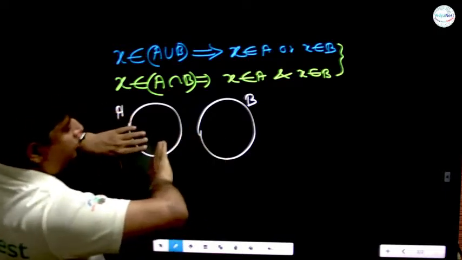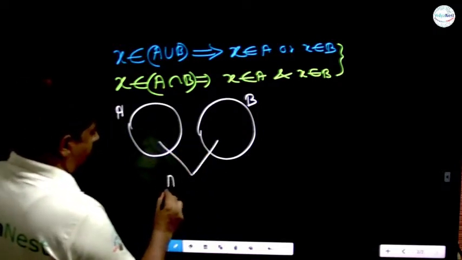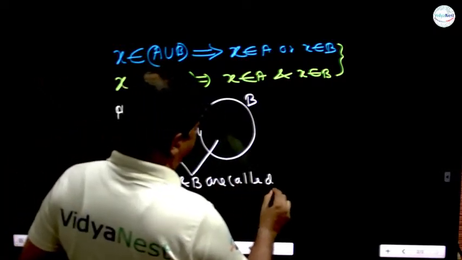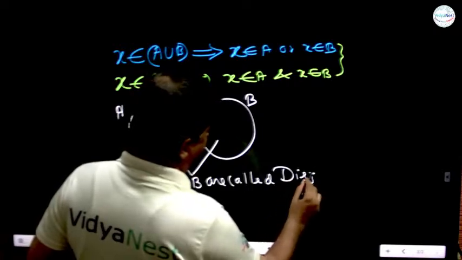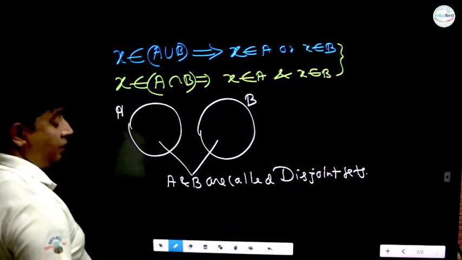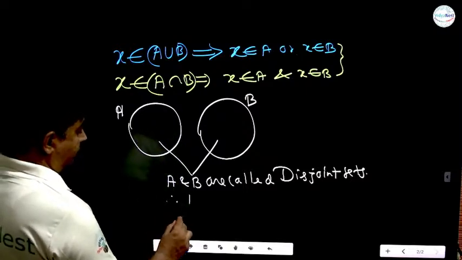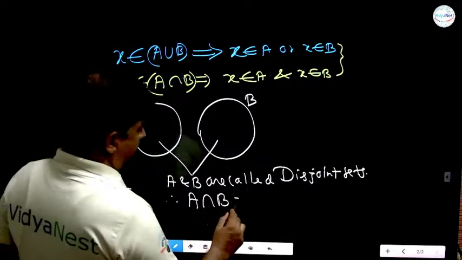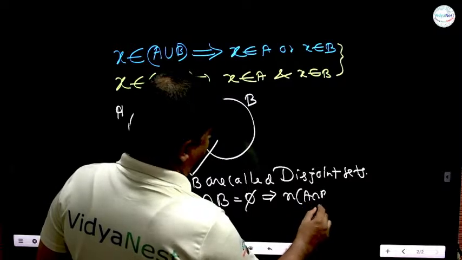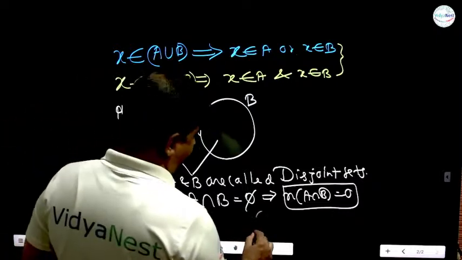There is no common part between the two. Then A and B are called disjoint sets. As they do not have any common part, I can write A intersection B is equal to null. So n of A intersection B will be 0. This is the condition of disjointness.